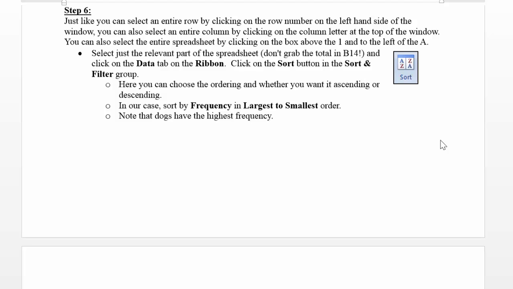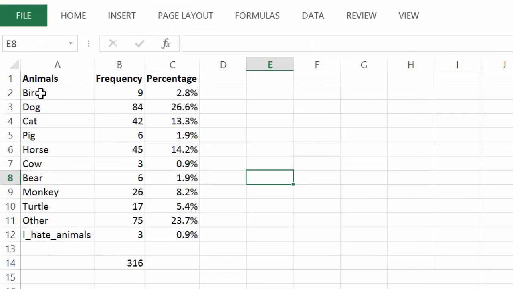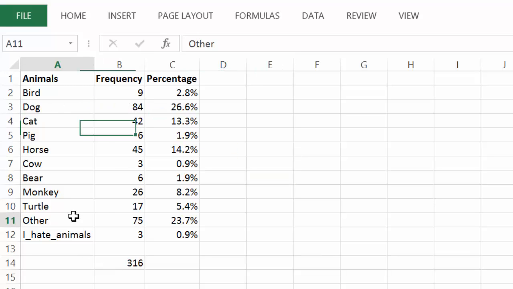Okay, step 6, let's sort our data. So at the moment, our data is all sort of in random order, right? Let's sort it in order of frequency. So I want to see dogs are, no, most people like dogs, and then other, and then it looks like horses and cats. Okay, so we move around.